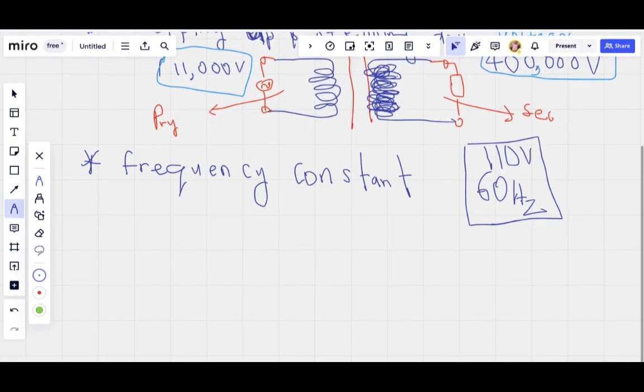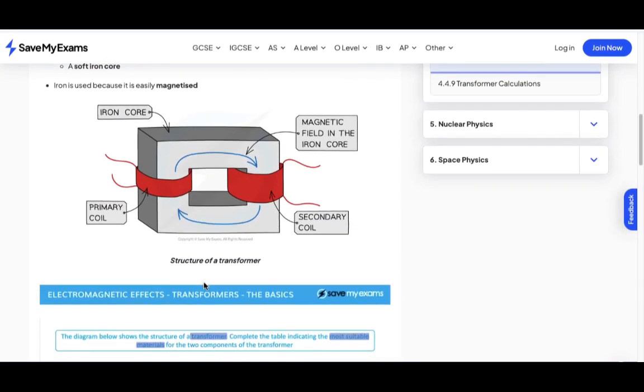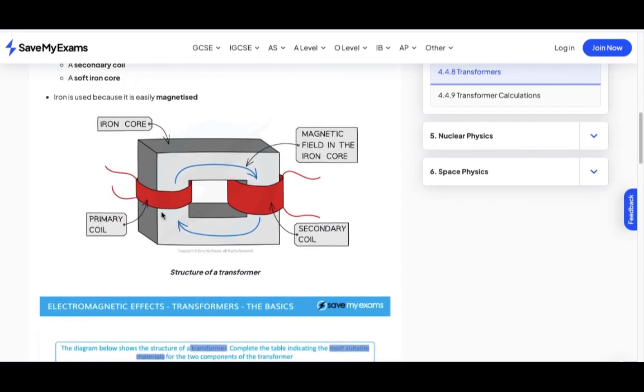Now let's go further than this. Let's take a look at the transformer in its own set. We said the transformer consists of the primary coil, which we have shown. What they've shown here is that it has a soft iron core, and the voltage we are going to apply is going to be an alternating voltage or alternating current. That's why we use alternating current, so that it can produce a changing magnetic field.